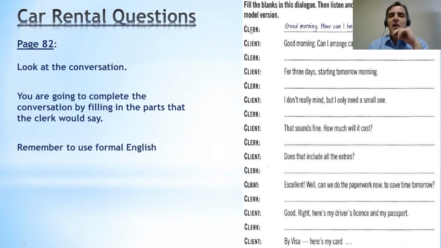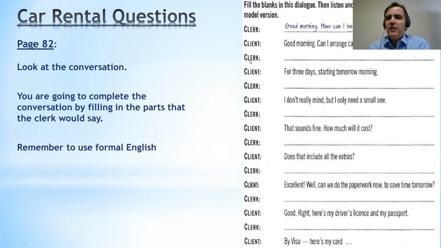So the clerk starts here. Good morning, how can I help you? So not what do you want, how can I help you? Much more polite. The client says, good morning, can I arrange car rental here? So it's a question. We would have to give an answer, but also we need to look at what the client says next. For 3 days, starting tomorrow morning. So here the clerk must answer this question, then they must be asking another question.